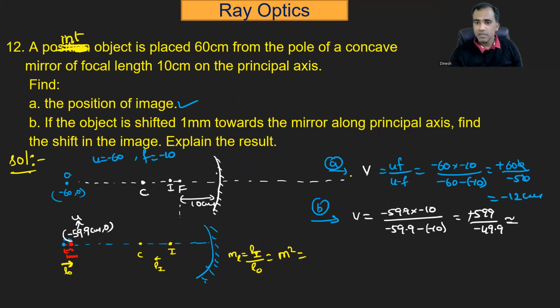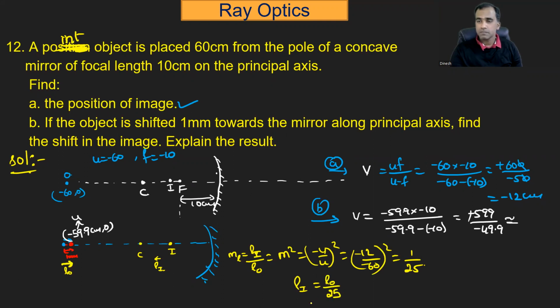So what is the magnification factor? Can you tell me? v is minus 12. The magnification factor is minus v by u, whole square. So v is 12, u is 60: minus 12 by minus 60, whole square, which is 1 by 5 squared, 1 by 25. So the length of the image is equal to the length of the object divided by 25.